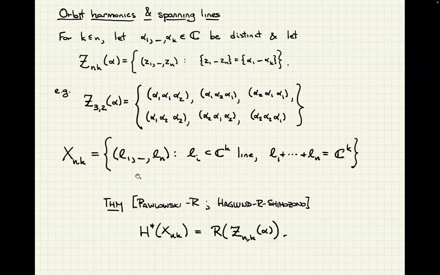So here's my variety X_{n,k} again. And if you combine my result with Brendon with some work of mine with Jim Haglund and Mark Shimozono, it turns out that the ordinary cohomology of X_{n,k} is the orbit harmonics quotient ring associated to Z_{n,k}(alpha) for any alpha.